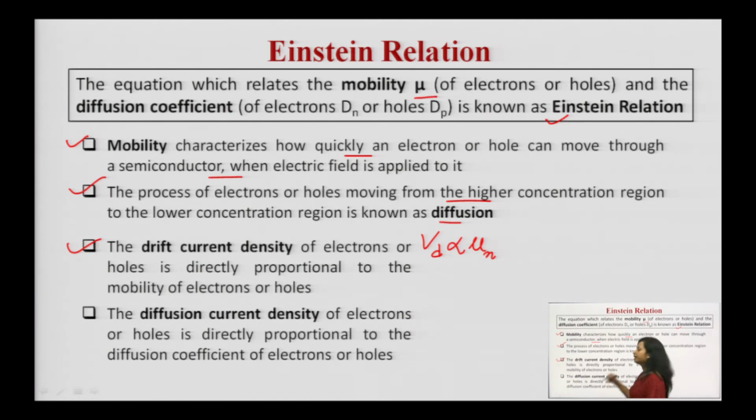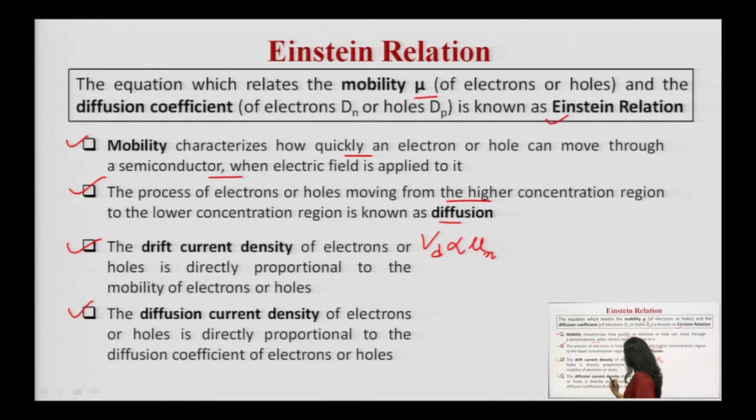From here you have derived the equation. Vd is what? Mu n into E, which is the drift velocity because of the electrons. If you are calculating the drift velocity because of the holes, what will it give you? You have to consider the mobility of the holes, which is mu p into the applied electric field.